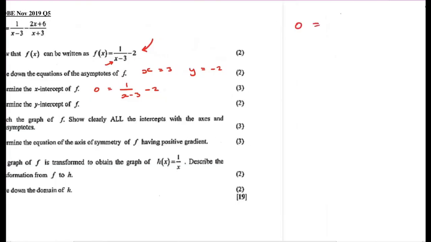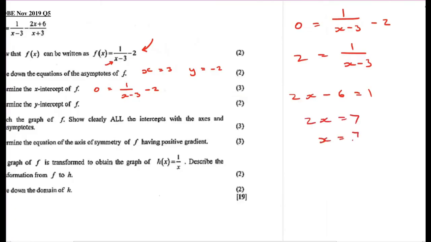Right, 0 equals 1 over x minus 3 minus 2. Add the 2. Right, now watch my clever math here. I'm going to multiply by the denominator. So it's 2x minus 6 equals 1. Save myself a little bit of time. 2x equals 7. So x now will equal 7 over 2.